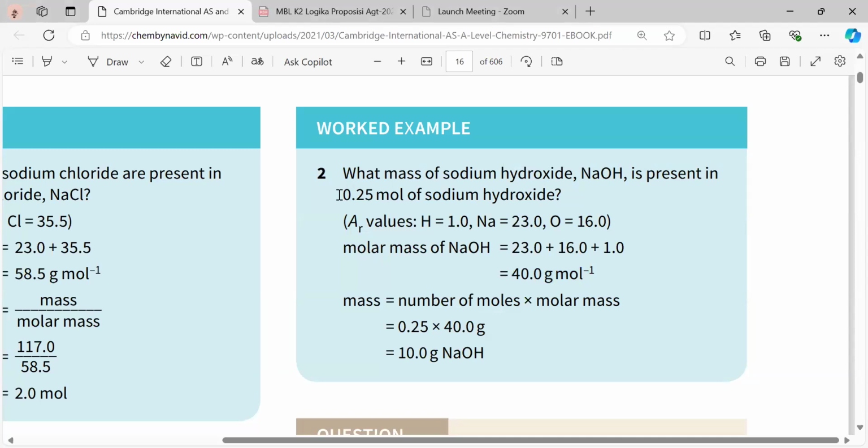We also know that the number of moles is 0.25. So now we can look for the mass. The way we have to think about it is that the mass is the product of the number of moles and the molar mass. So we need to multiply everything to get the mass. Number of moles, 0.25, times molar mass, 40, so 0.25 times 40, we have 10 grams of sodium hydroxide. I hope all of you can understand what I'm explaining.